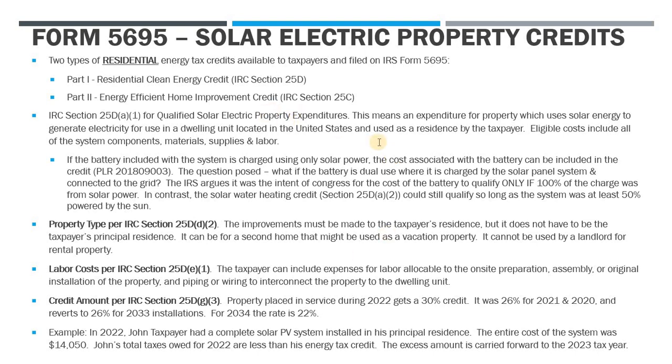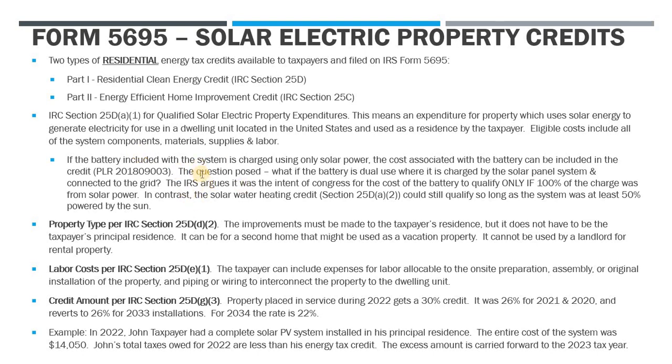Now, what kind of costs are included in this credit? So the costs that are included within the solar credit are obviously all the system components, the solar panels, any materials, other supplies, and the labor to install the system.